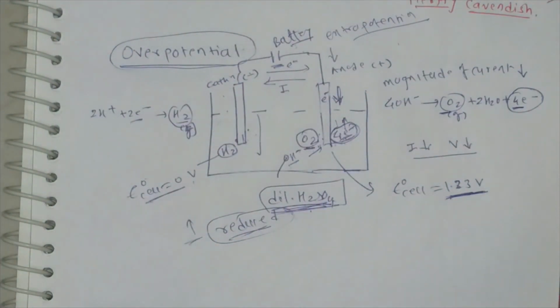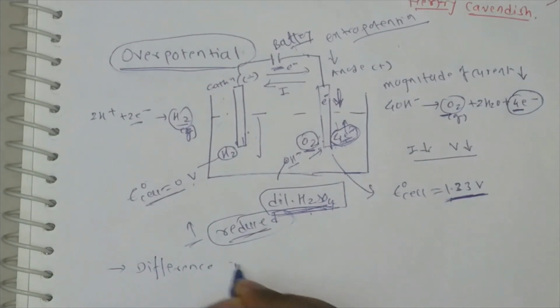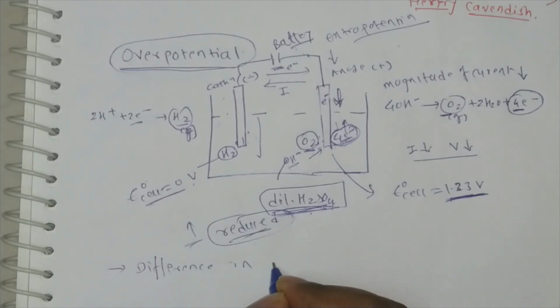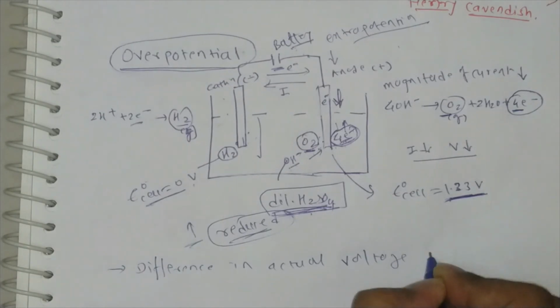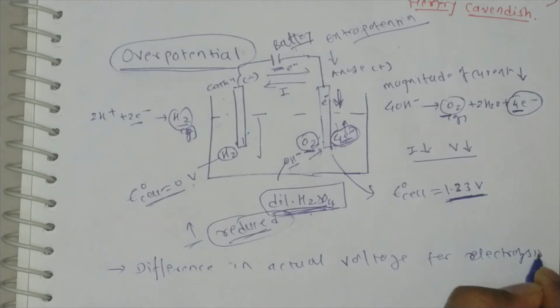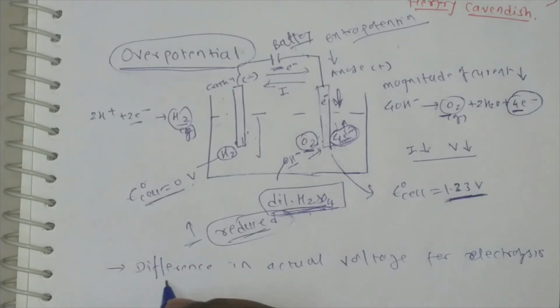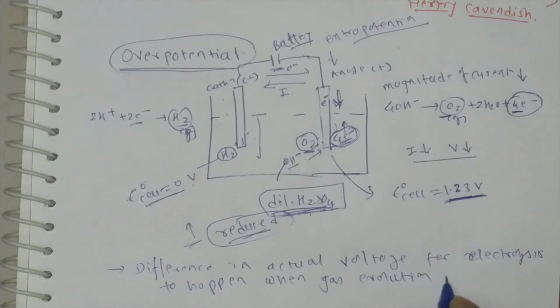So what we can say is the overpotential is nothing but the difference in actual voltage for electrolysis to happen when gas evolution is observed.